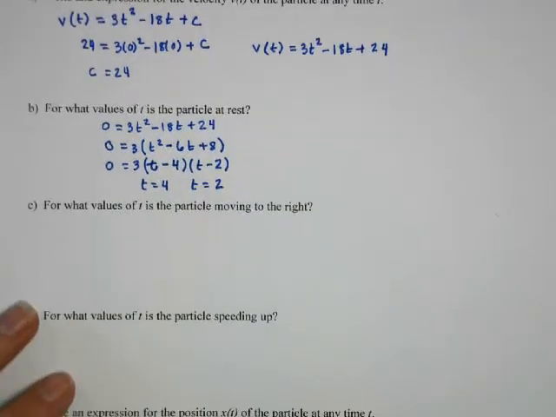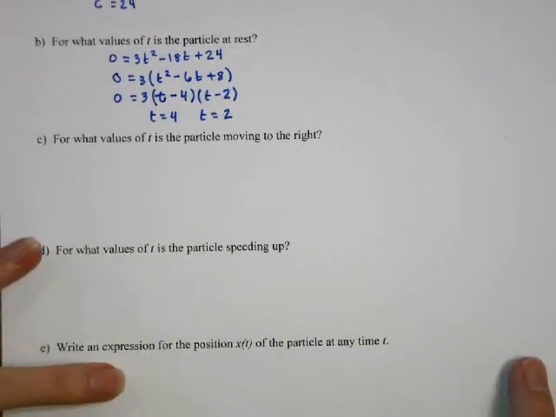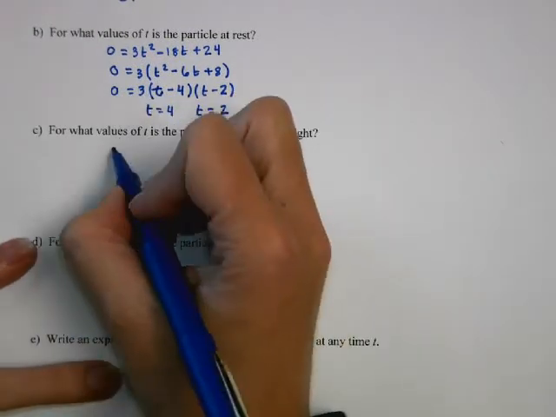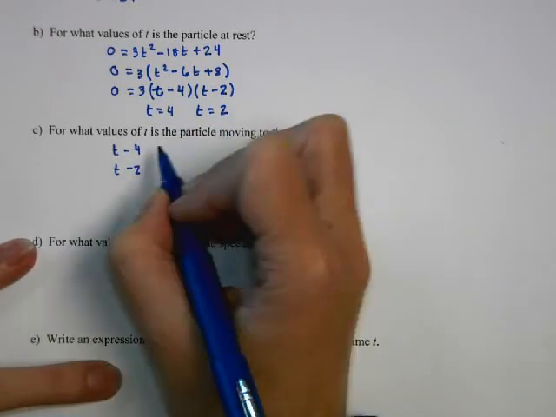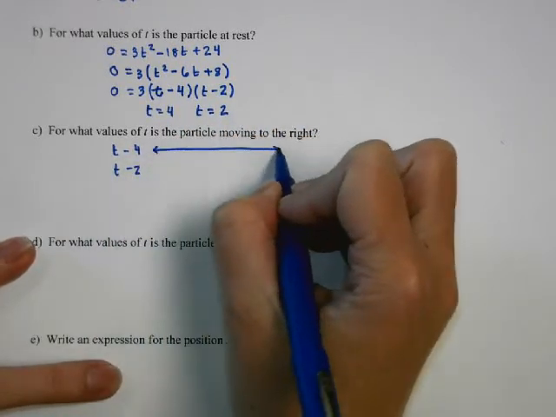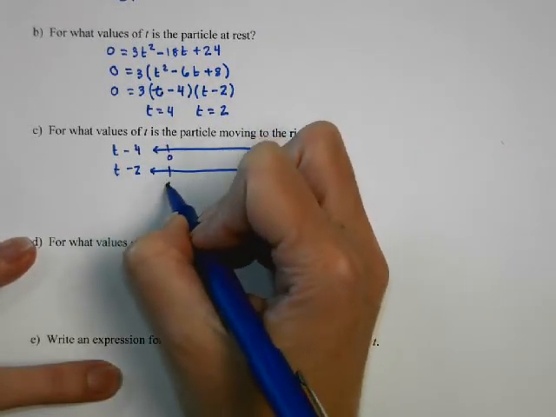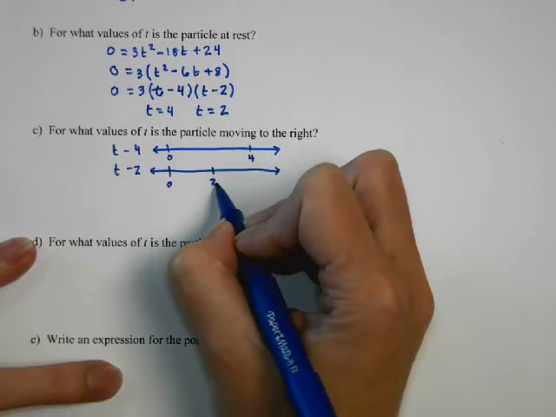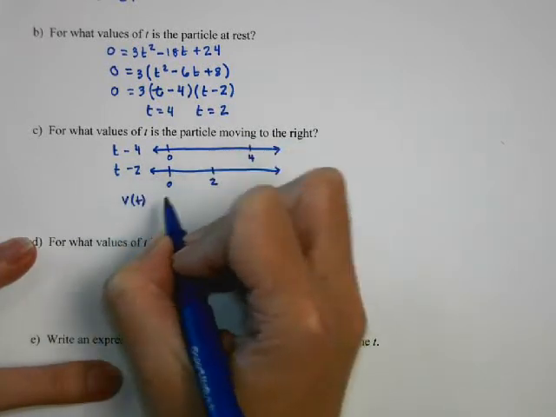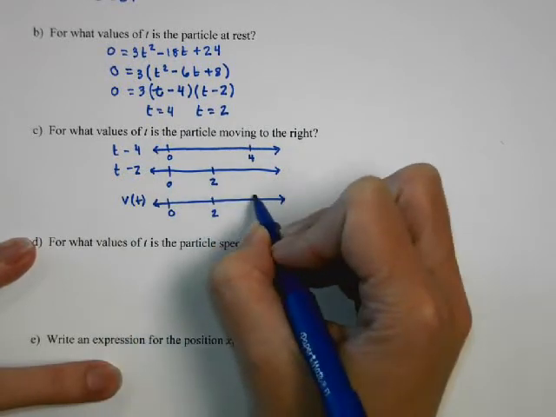To figure out what values the particle is moving to the right, I'm going to break this down, and we're going to use number lines. We're going to start using number lines quite a bit. So I'm going to make a number line for t minus 4 and a number line for t minus 2. I'm going to start at 0. On this line, I'm going to put 4. On this line, I'm going to put 2. And then I'm going to make a third line for velocity that has all of those numbers.